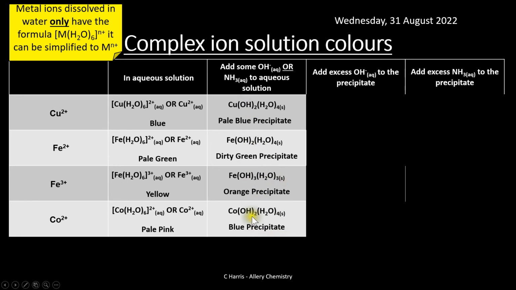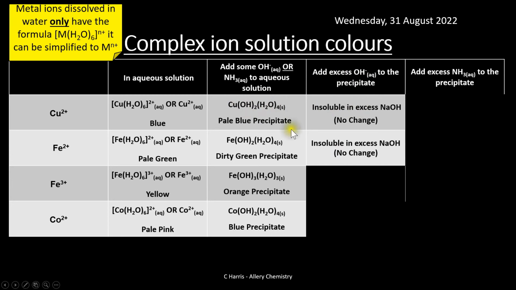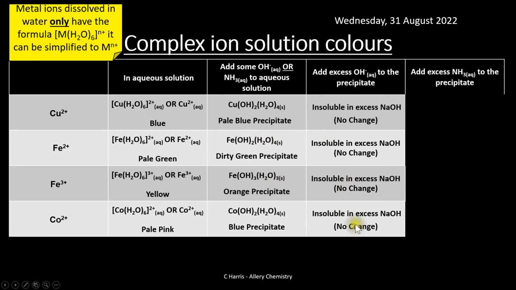So if we take these then, we've added drop by drop, small amounts, and got a lovely precipitate. If we then go all out and say, right, we're just going to add loads of hydroxide to this, what do we get with these reactions? So this one is insoluble in excess. So basically nothing happens. We can add loads of hydroxide and we've just got this. It doesn't do anything. The next one is also insoluble. Again, no change. The next one is also insoluble. We don't actually get any difference here. And cobalt is also insoluble. So basically we get no change when we add excess hydroxide to any of these precipitates.